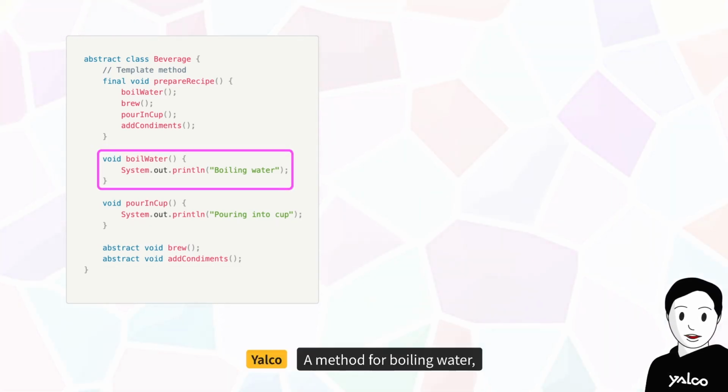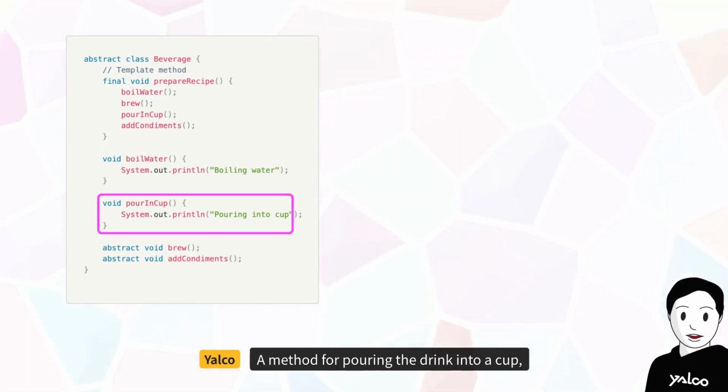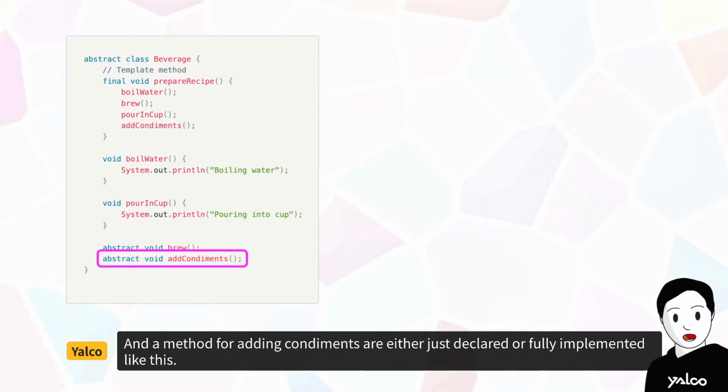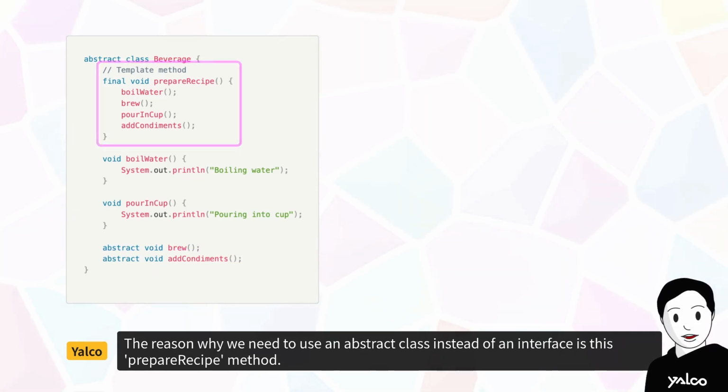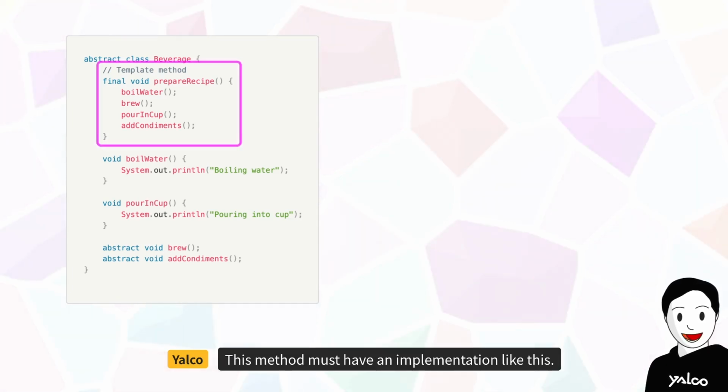An abstract class allows you to write the implementation of the methods you want. A method for boiling water, a method for brewing the drink, a method for pouring the drink into a cup, and a method for adding condiments are either just declared or fully implemented like this. The reason why we need to use an abstract class instead of an interface is this prepare recipe method. This method must have an implementation like this.